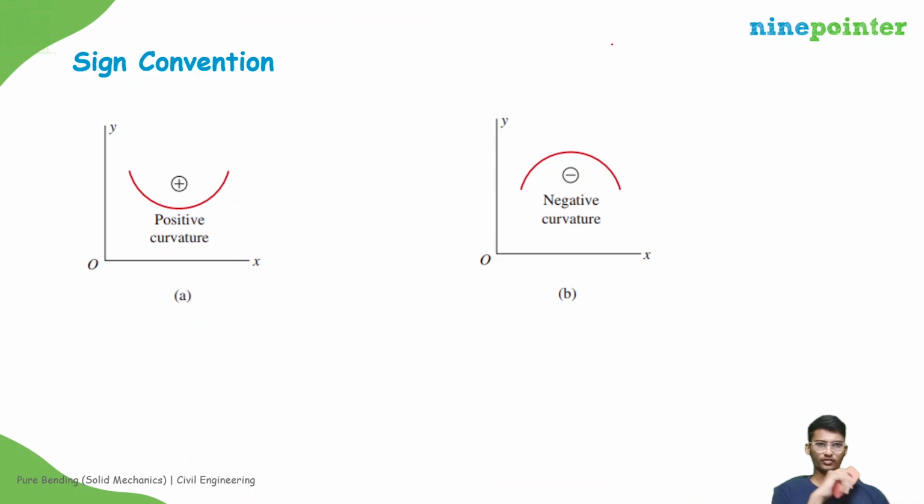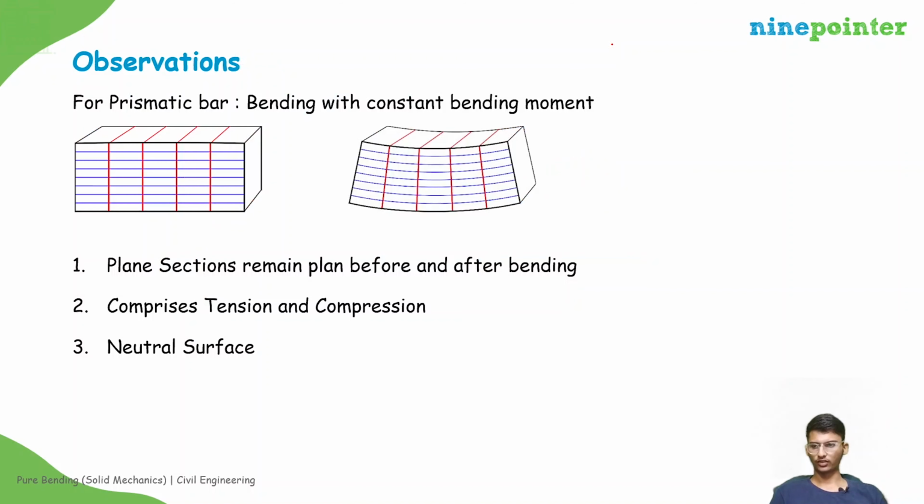The sign convention of the curvature. You can take any sign convention, but strictly we should follow one sign convention to avoid confusion. If the curvature is looking like this, upwards, then it is positive curvature in our sign convention. If it is looking like this, then it is negative curvature. This is about curvature sign conventions.